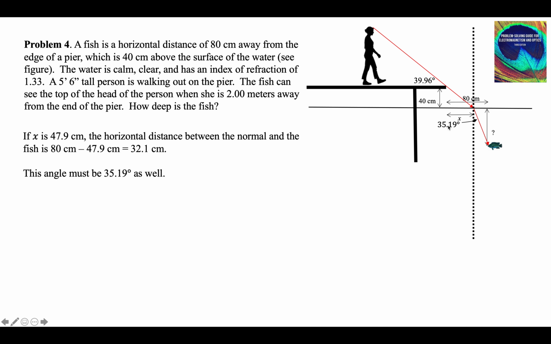If this angle is 35.19, this angle must be 35.19 as well. So now we can write tangent of 35.19 is the opposite side, 32.1 centimeters, divided by the depth of the fish. And we can calculate the depth of the fish from this trigonometry, 45.5 centimeters, and that's the answer to problem 4.